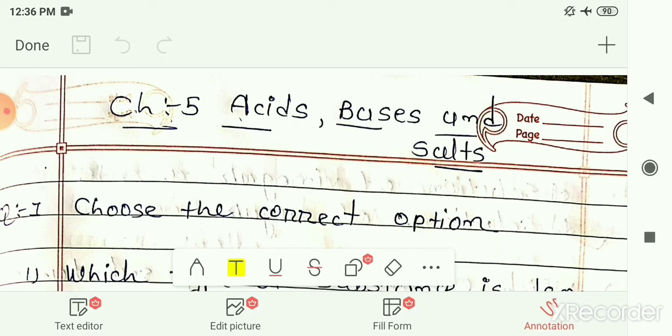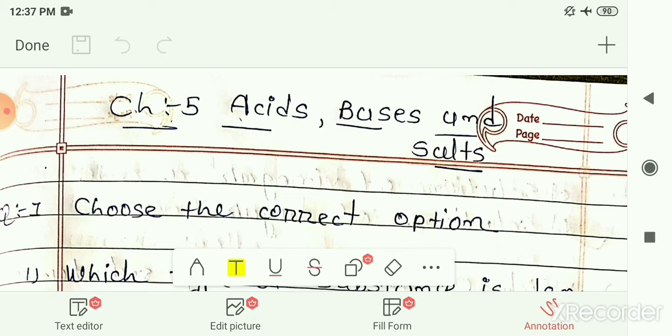Turmeric, litmus, petals of China rose or hibiscus, etc. are natural indicators. And then we had also seen one chemical indicator, that is phenolphthalein. Other than that, methyl orange is also an indicator like phenolphthalein. Then after we had seen some properties of acids and bases. Acids are sour to taste and they change blue litmus paper into red. Hydrochloric acid, sulfuric acid and nitric acid are strong acids and these acids are used in the laboratories.